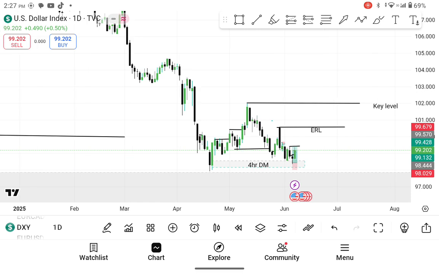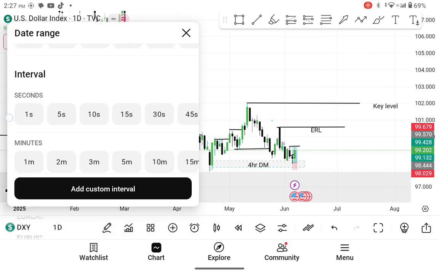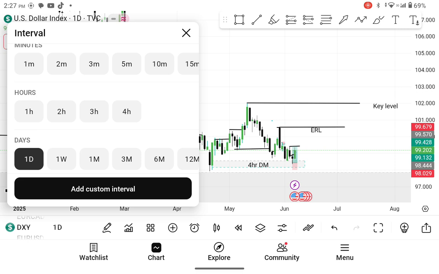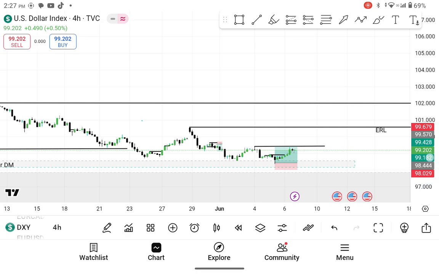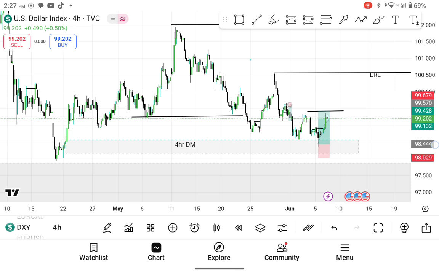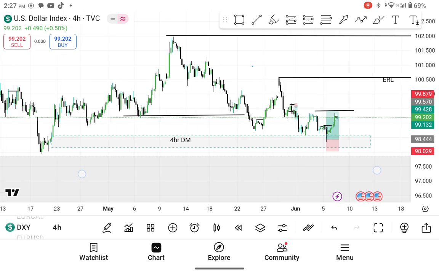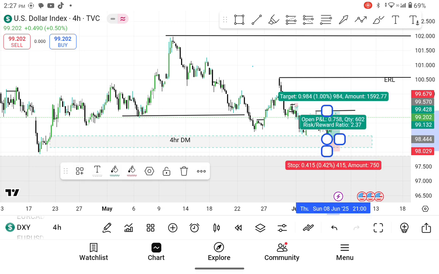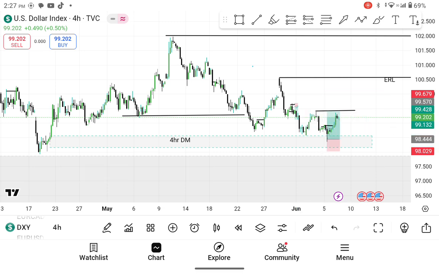So here our 4-hour demand zone, which was a previous key level, was respected, and you can see price respected it and bought to the upside. So now let's go to 4 hours. Okay, so this is our 4 hours now. You can see this was our demand zone that price came and tapped into, and gave us that push to the upside, giving us this 2 to 3 reached reward.